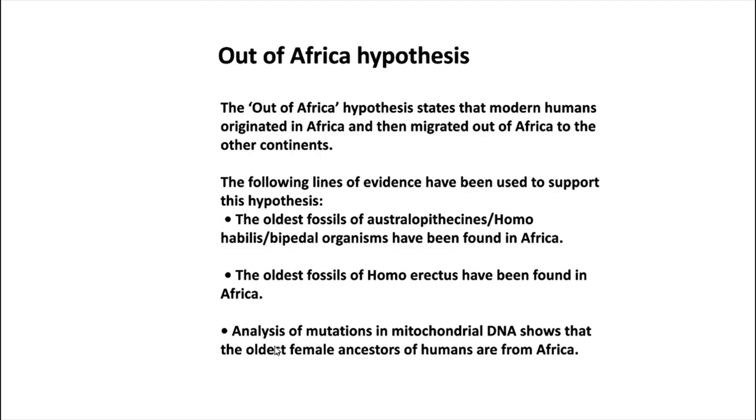The last evidence is that analysis of mutations in mitochondrial DNA shows that the oldest female ancestors of humans are from Africa. You need to know what it states and you need to know the evidences because you might be asked in your question paper.